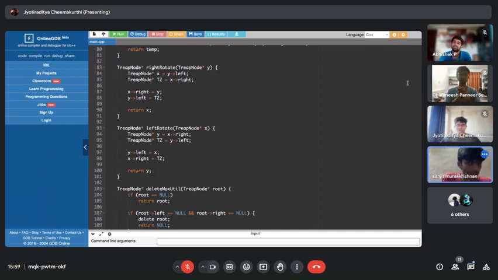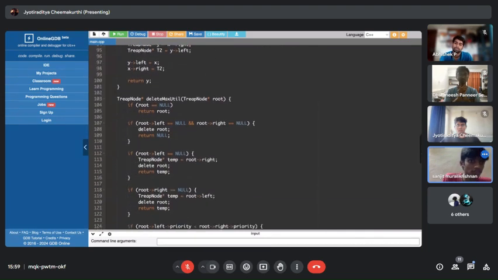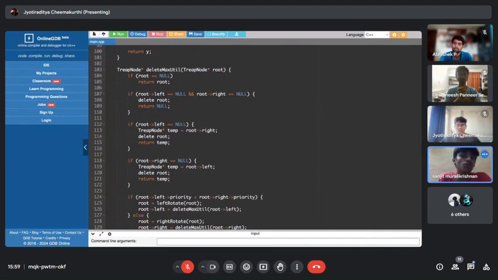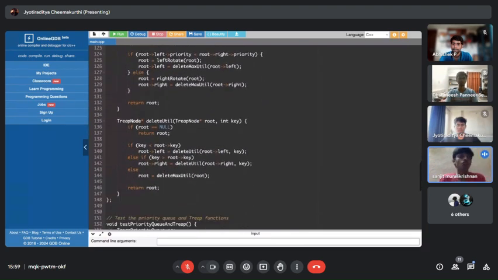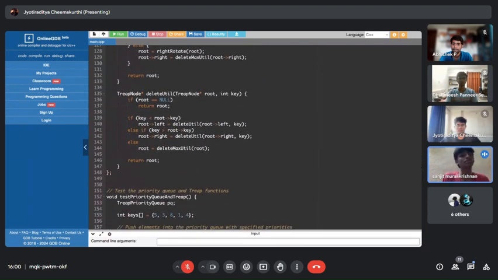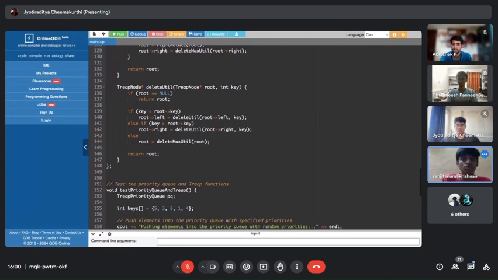And delete max util is basically just a function to remove the node with the maximum priority. So we just recursively search the tree for the node with the maximum priority, and then we just remove it from the tree. And in deletion, we are actually searching for the specific key. So it's the same thing as delete max util, except here we're not searching for the maximum priority, we're searching for a key. Once we find the key, we delete it, and then we simply do the necessary processes required to balance the tree again.